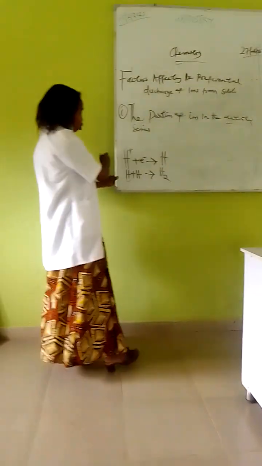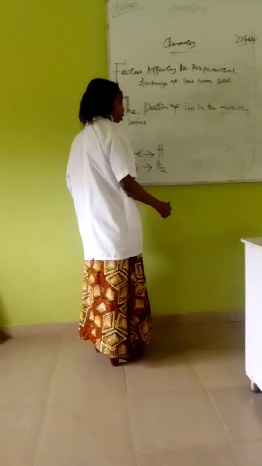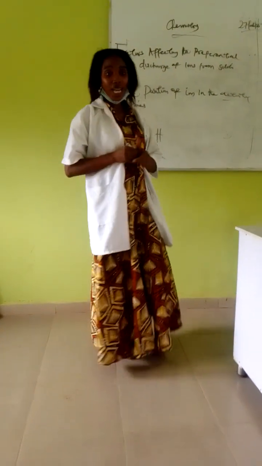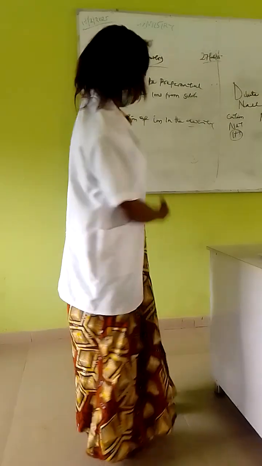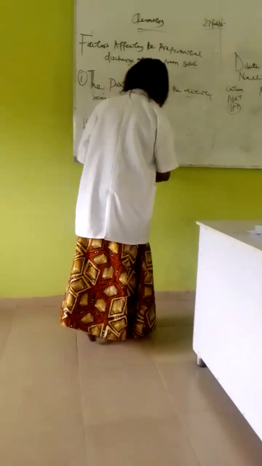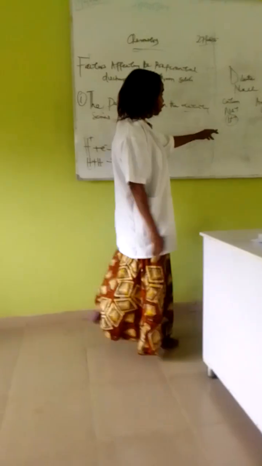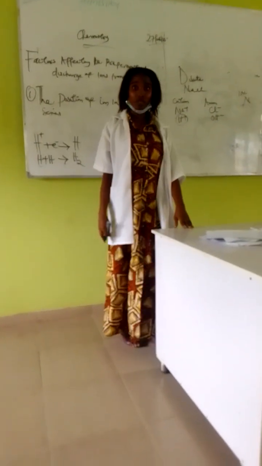Remember that reduction takes place at the cathode. What is a reduction reaction? A reduction reaction is just a reaction whereby electrons are gained. So at the cathode, hydrogen gas is liberated by virtue of its position in the activity series.